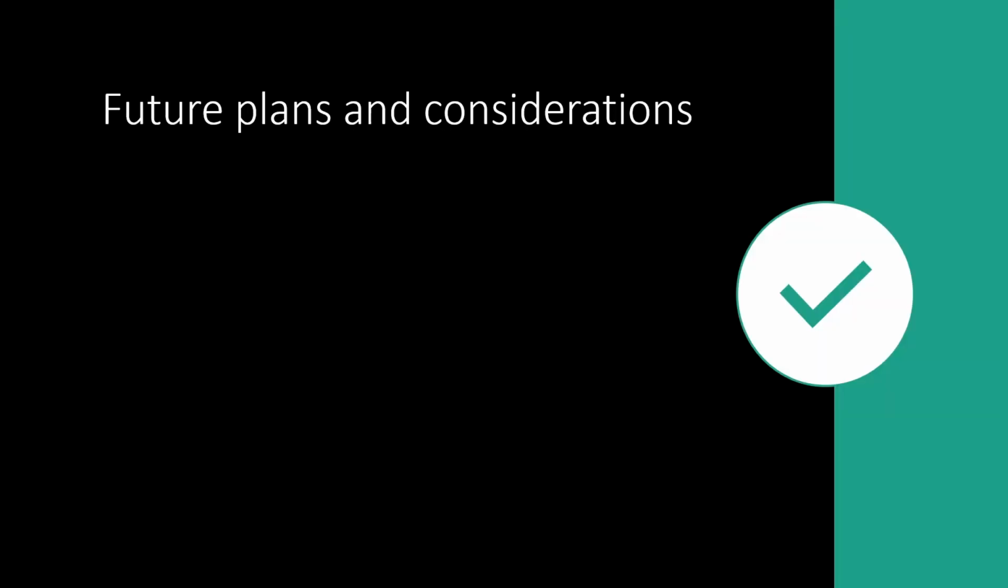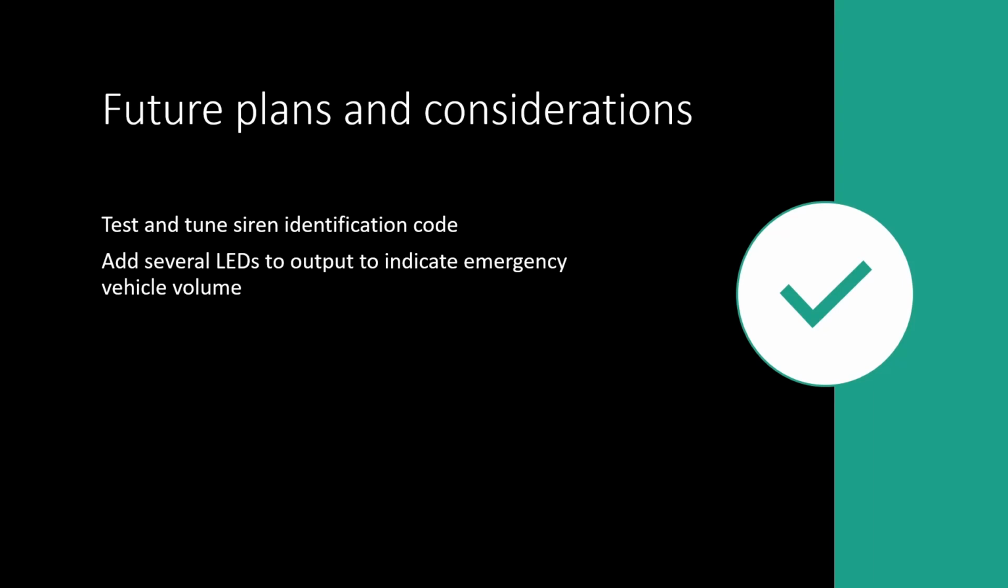Thanks, Michael. Hi again, everyone. So, as you can see, our prototype does most of the functionality we want from this project. However, there are still some things left to implement and consider. Firstly, our siren code still needs tuning and testing to ensure accurate and consistent siren detection. We plan to add multiple LEDs to the design to indicate how close the emergency vehicle is by measuring the volume level.